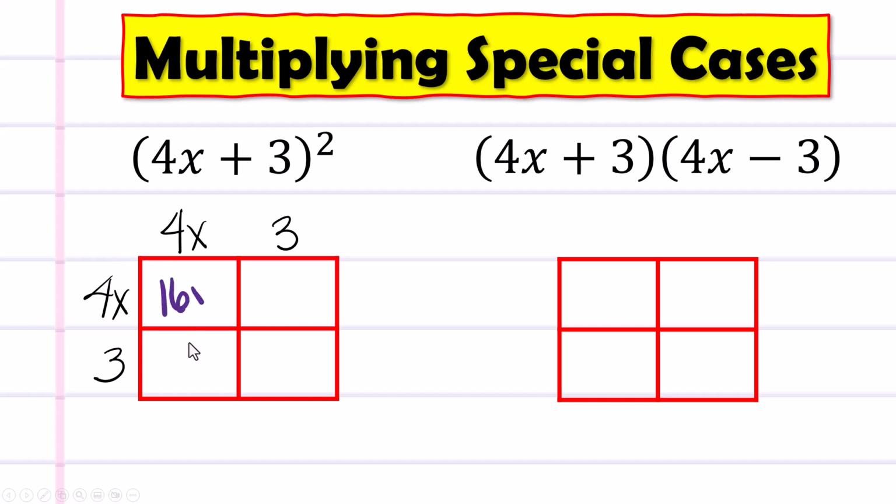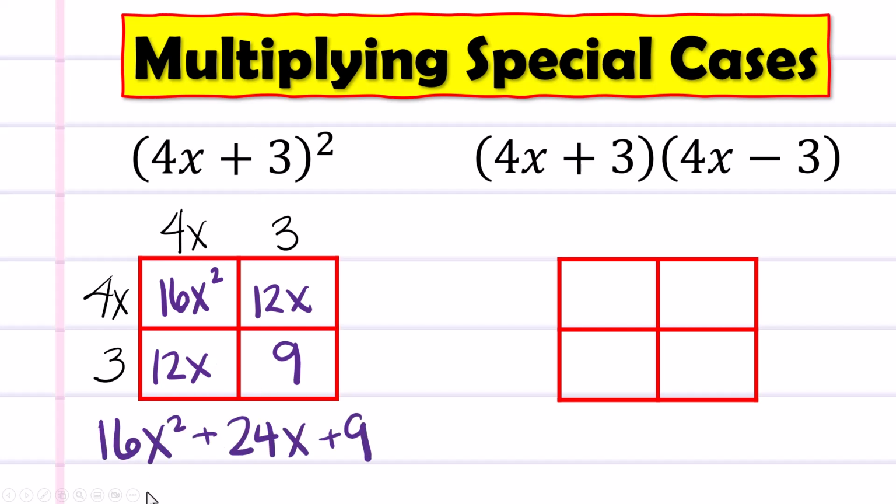4x times 4x is 16x squared. 4x times 3 is 12x. 3 times 4x is still 12x. And 3 times 3 is 9. The answer here, when you combine those middle boxes, is going to be 16x squared plus 24x plus 9.